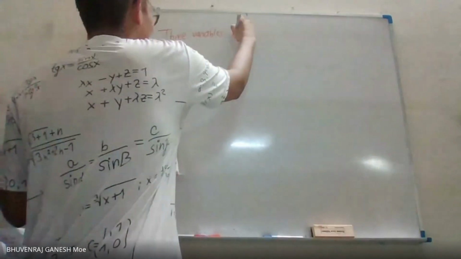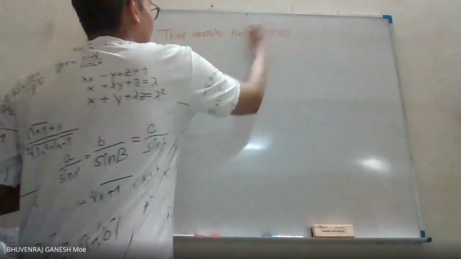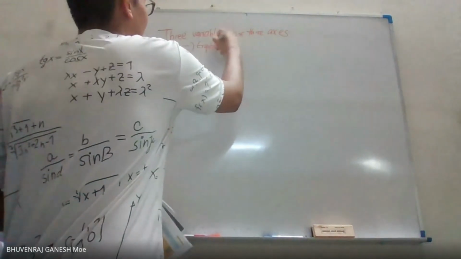Okay, so this part is three variables as three axes. This is why I mentioned that you cannot use your graphical method. Because graphical method means you have to draw three axes, which we haven't learned.